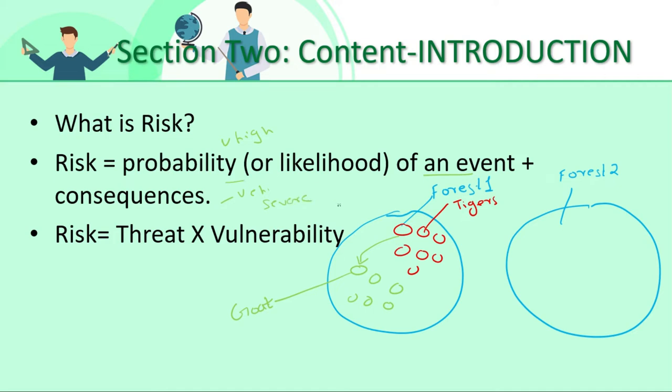So if I ask you, do you think there is a risk? Answer is yes, because probability is there and consequences are also there. Now in this second definition, do you think there is any threat? Yes, the tiger itself is a threat. Do you think there is a vulnerability? Yes, there is a lot of vulnerability. There is no protection for these goats, which means anybody can come into this group and attack any one of the goats. Vulnerability is there, threat is there, so there is a risk. In this case, when a threat comes and there is a vulnerability, there are chances of exploitation, followed by having a risk.